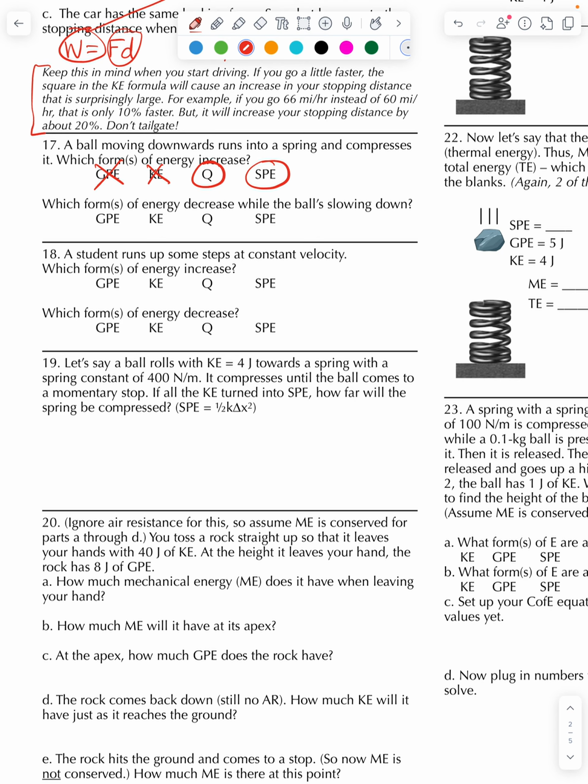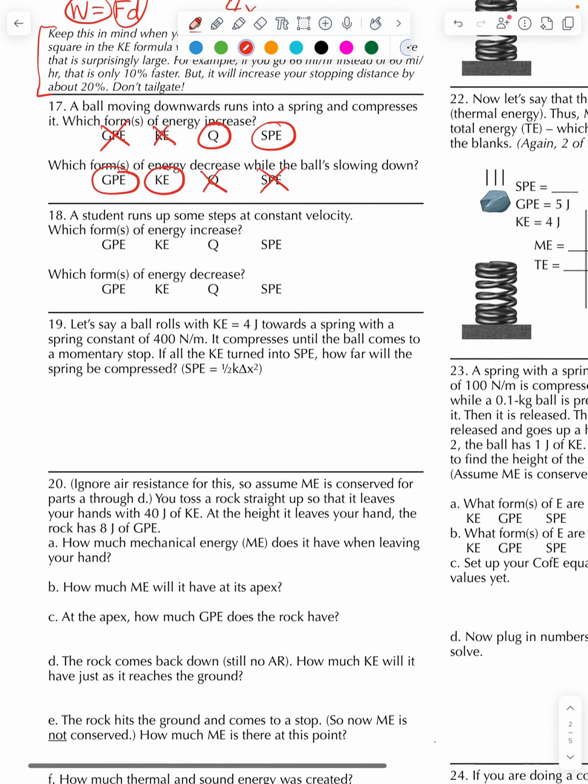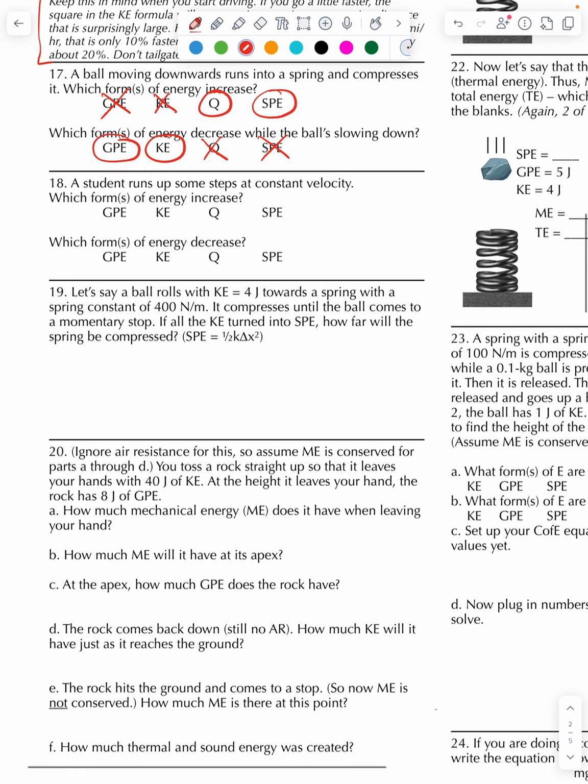Okay, so we kind of already answered the second part. Yes, GPE is decreasing because it is moving downwards as it's compressing the spring. It's getting closer to the ground. KE is decreasing because we're slowing the ball down. We'll never say heat is decreasing. And the SPE is not decreasing. In fact, we're increasing it by compressing the spring. Hopefully, that now in retrospect seems kind of obvious to you.